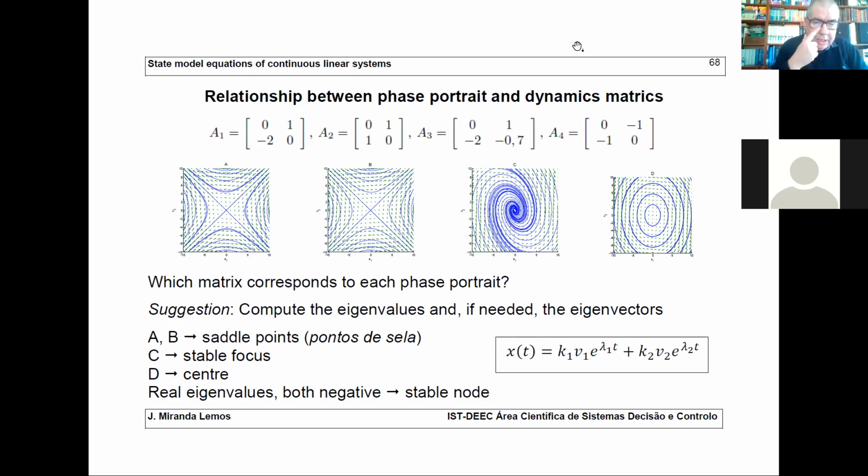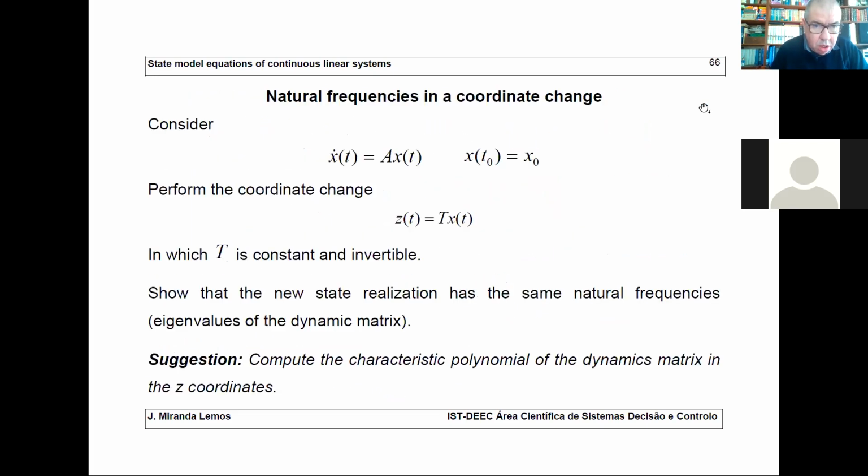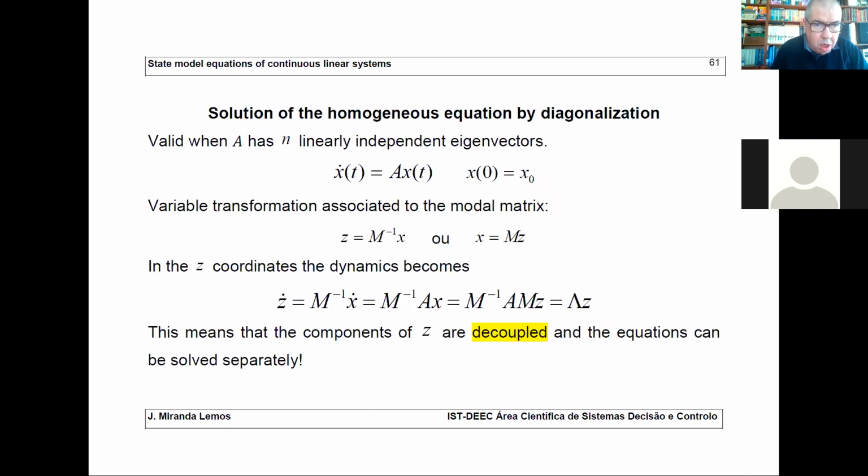Okay, so let's start. Today I would like to do two problems. We have been speaking about the solution of the homogeneous equation. So let's go. This equation, x dot equals A x, with some initial condition.